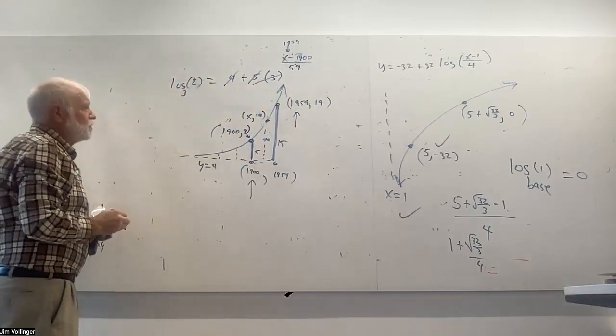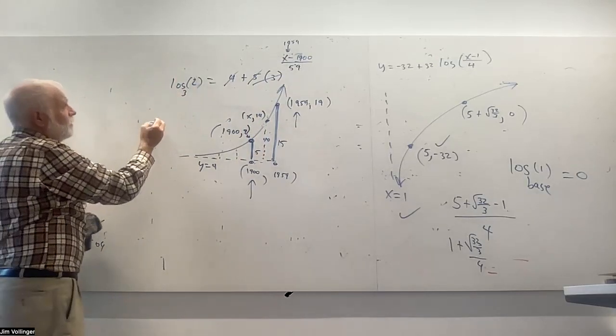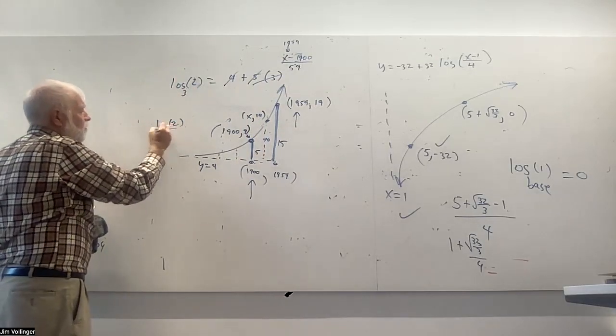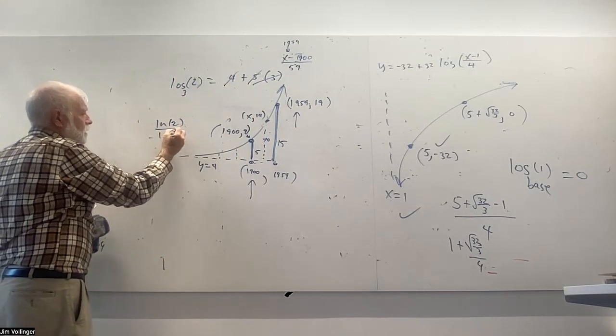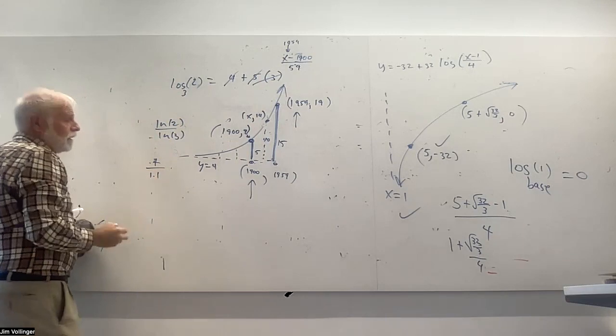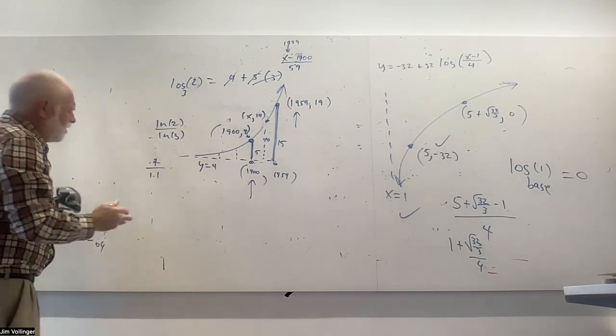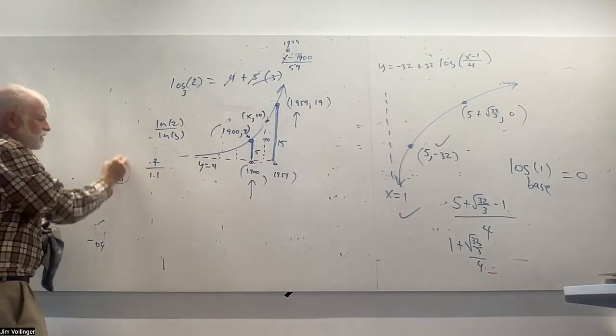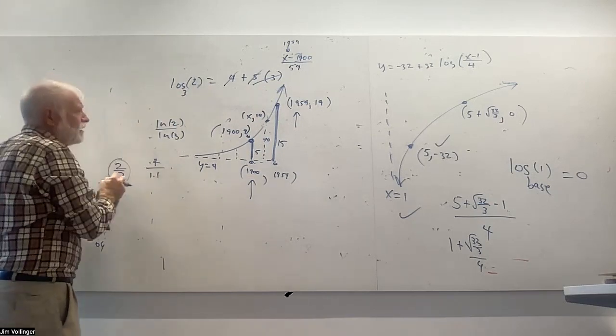Now I have some students who do know what this is because it turns out it's the ln of 2 over the ln of 3, which is actually 0.7. We're going to learn these numbers, 1.1. All right, 0.7 over 1.1 is maybe close to 2/3. So let's just keep that in mind. But that's an exact answer.